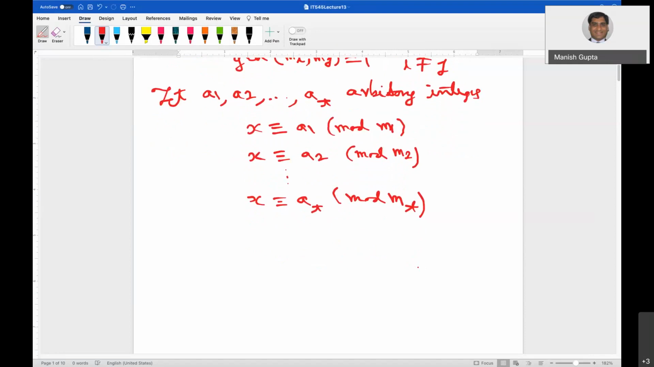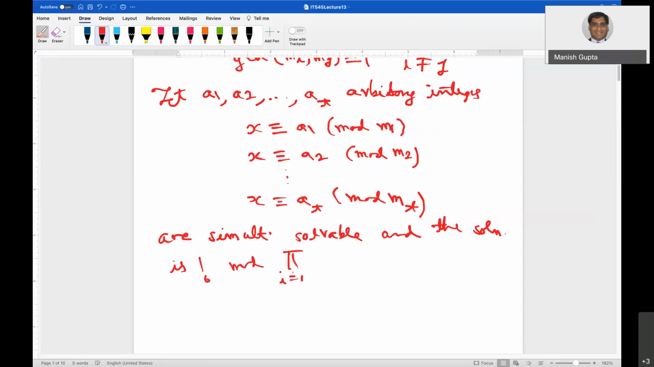Then these equations are simultaneously solvable. That means there is a common x which satisfies all the equations, right? And the solution is unique mod the partial product, i equal to 1 to t, of mi.